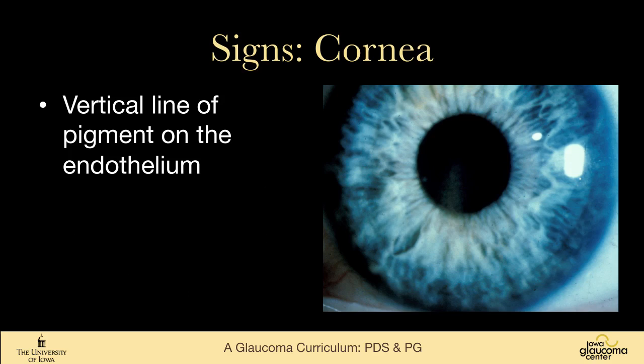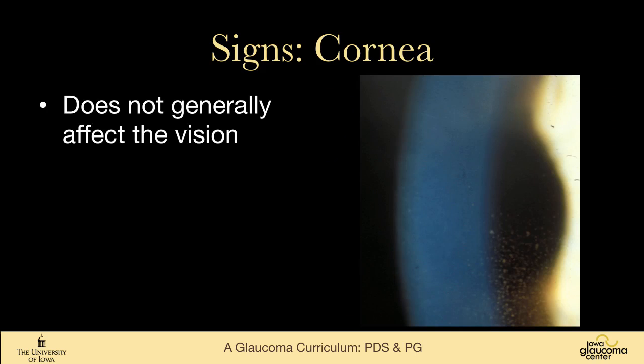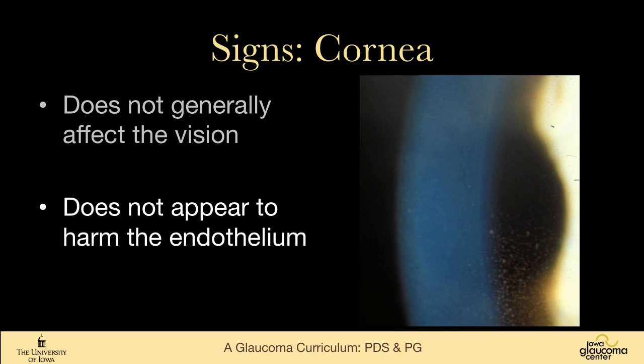What we see on the cornea is this vertical line of pigment on the endothelium called a Krukenberg spindle. And again, that's because the warm aqueous comes through the pupil, hits the cold cornea, and then falls, depositing the pigment as it falls. This pigment then is phagocytized into the corneal endothelium, and again called a Krukenberg spindle. A nice picture here just showing the endothelial pigment. Generally it does not affect the vision, and it doesn't really seem to harm the endothelium.